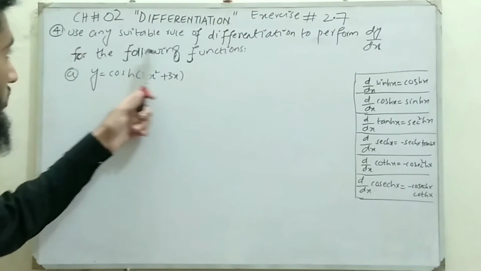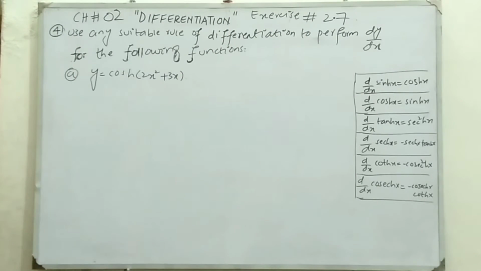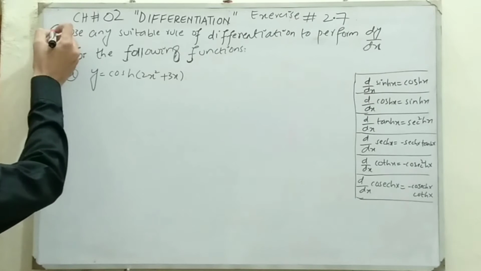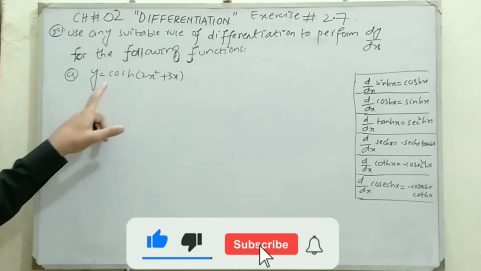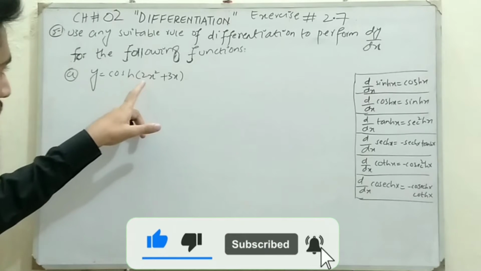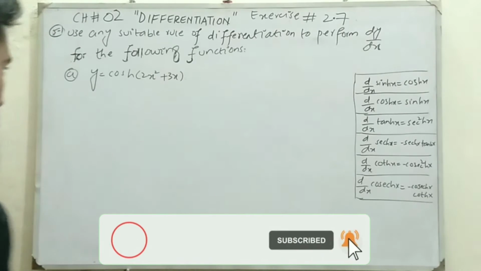It says: use any suitable rule of differentiation to find dy by dx for the following functions. This is question number 5. There are a total of 6 parts. Part A: a function is given, y is equal to cosh of (2x square plus 3). Find the derivative of this function.